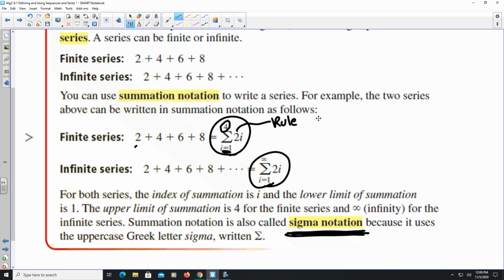Then you go to the next one. 2 times 2 is 4. That's where they get 4 from. 2 times 3 is 6. That's where they get 6 from. And then 2 times 4 is 8. All right? And because they have the 4 right here, that stops.